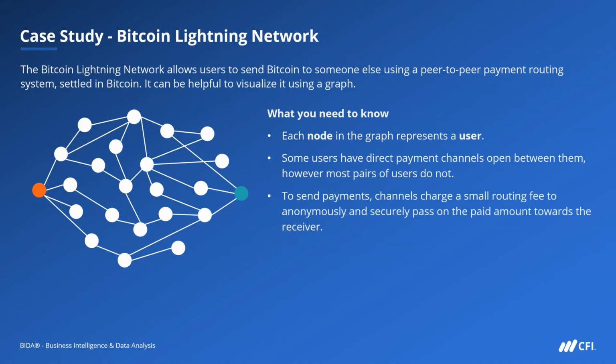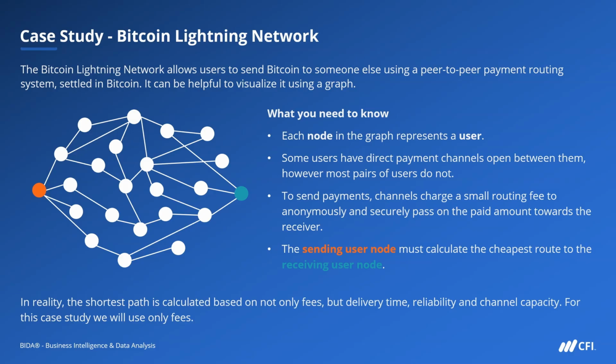To send payments, each channel charges a small routing fee to anonymously and securely pass on the paid amount towards the receiving node. To maintain privacy across the network, no intermediate nodes can know where the payment is going. And what this means is that the sending user node must calculate the cheapest route to the receiving user node before any payments are sent. In reality, the shortest path is calculated based on not only fees, but might also consider delivery time, reliability of nodes, and channel capacity. But for this case study, we're going to focus on fees.